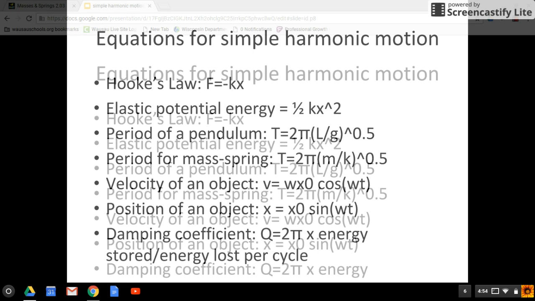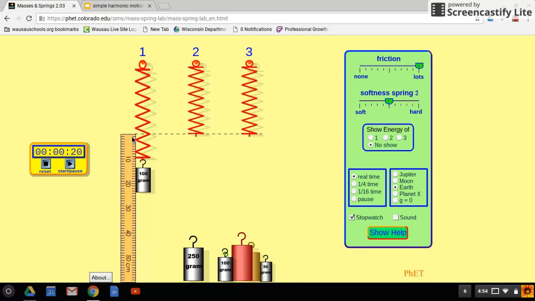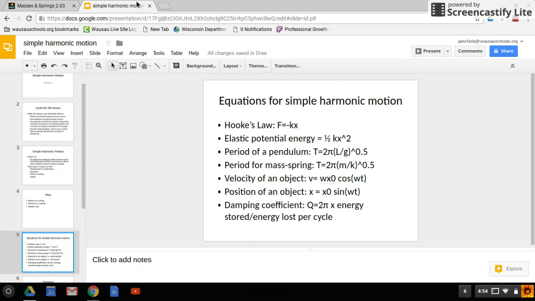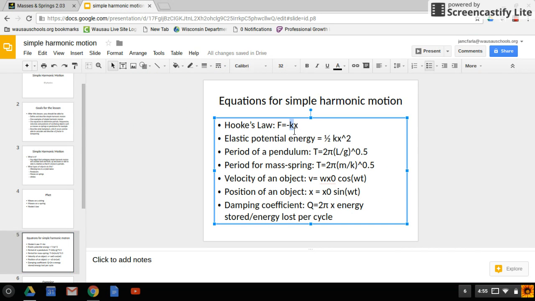Meaning that if I go back here, if I stretch this spring down, it's pulling force up. And the stretchiness of the spring is that k. The term for this is the elastic coefficient, meaning how elastic it is, meaning how stretchy this spring is.